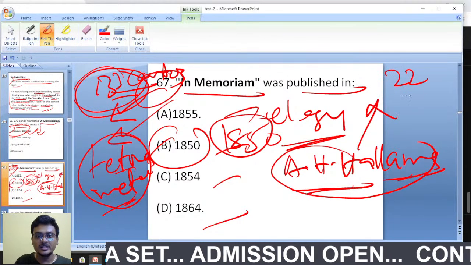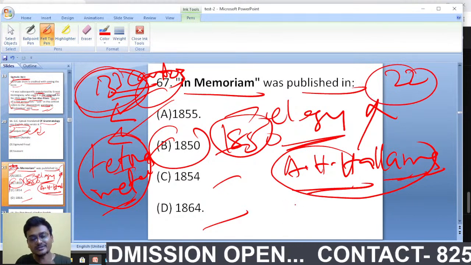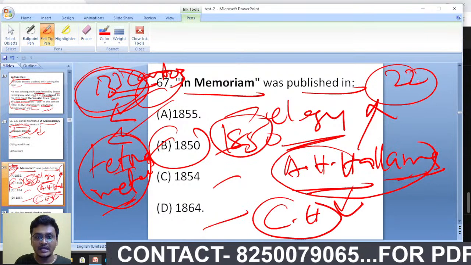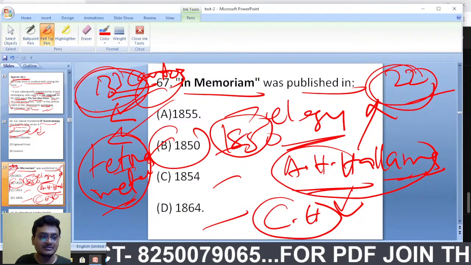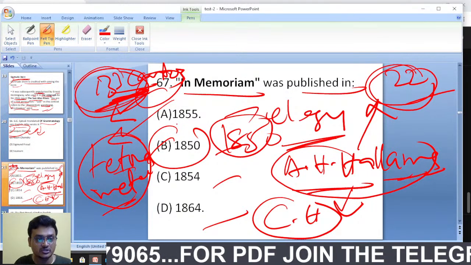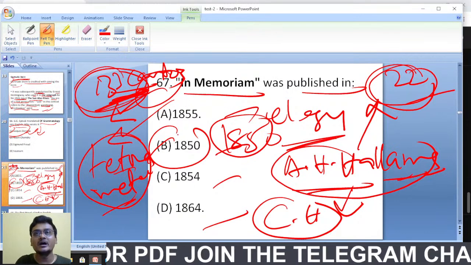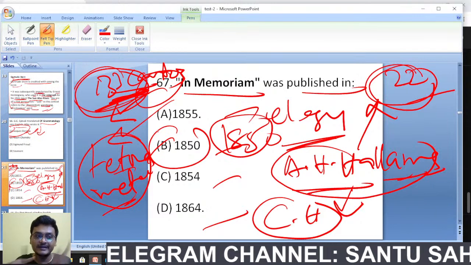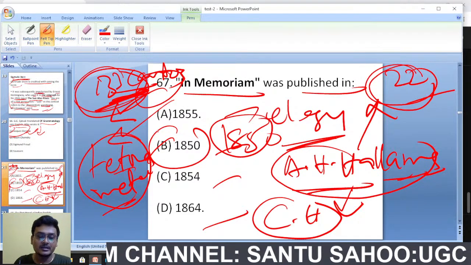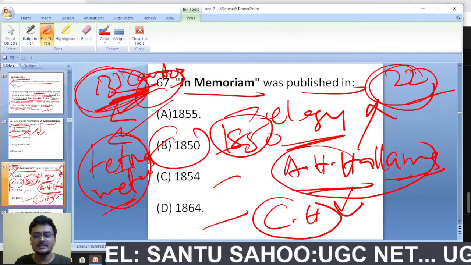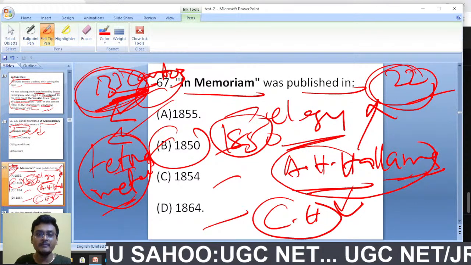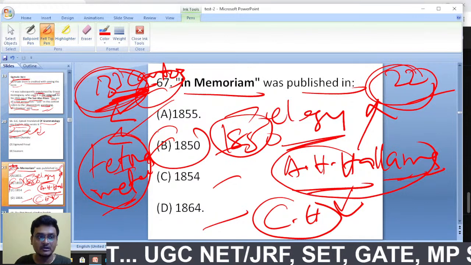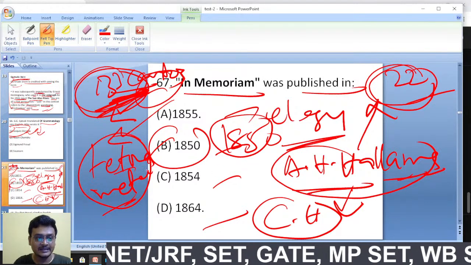of 22 due to what? Due to cerebral hemorrhage. Arthur Henry Hallam died at the age of 22. It has a total of 133 cantos, and each canto also has 3 parts: prologue, poem, and epilogue. Each canto is divided into 3 parts. One is prologue, second is poem, the third part is epilogue. Each canto is divided into 3 parts, and the 133 cantos are written in tetrameter.